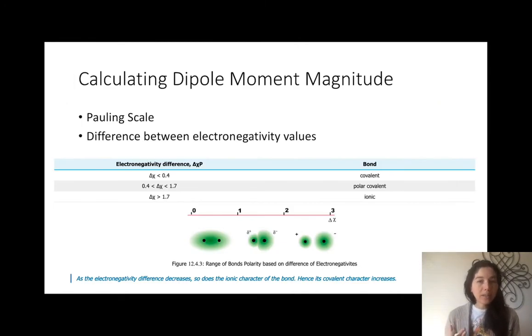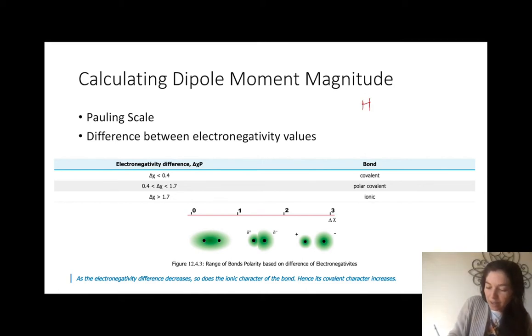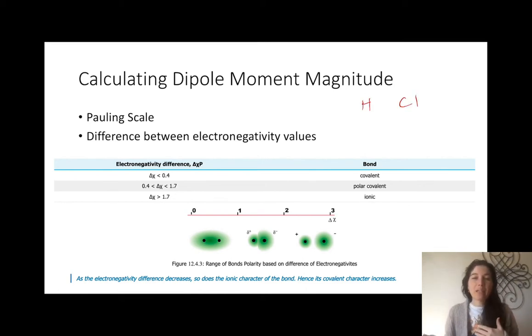The way that we calculate this is we essentially take the difference between your electronegativity values. So if you have something that's got hydrogen and chlorine in it, you'll find the electronegativity value on the Pauling scale of hydrogen, which was 2.2. You'll find the value of chlorine on the Pauling scale, which was, I believe, 3.16. Subtract them to find their difference.